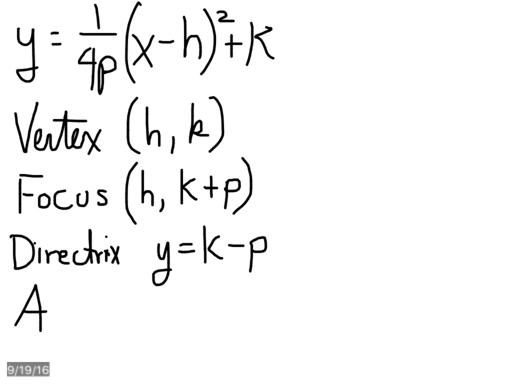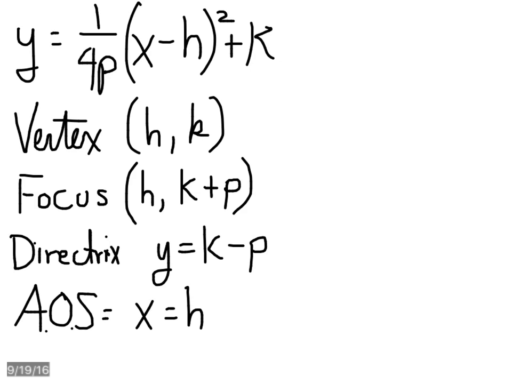And the last piece that they're also going to ask for is the axis of symmetry. The axis of symmetry is x equals whatever the h is. Again, this is if they open up and down. How did I know it was opened up and down? Because the x is squared, right? And the y is by itself.